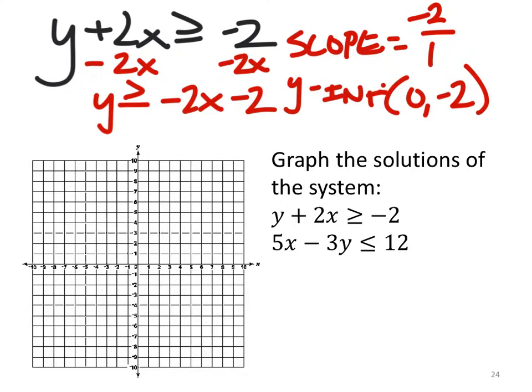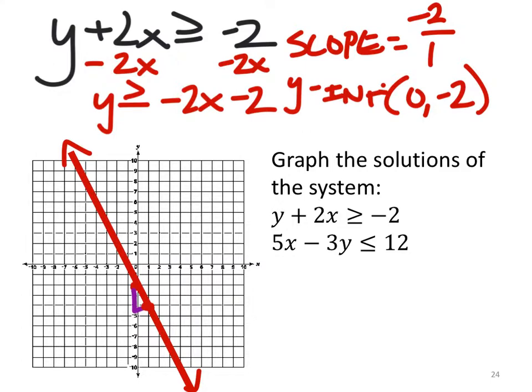We got a point at 0, negative 2 right there. And I'm just going to use the slope, down 2 and then to the right 1, to find my next point, then I can connect those two points with a line. I'll fix that. That's better. All right, and is this line dashed or solid? It is solid, very good.